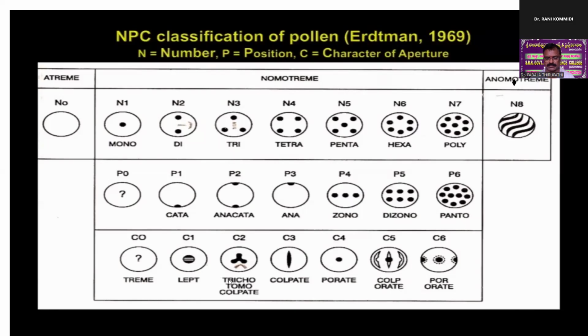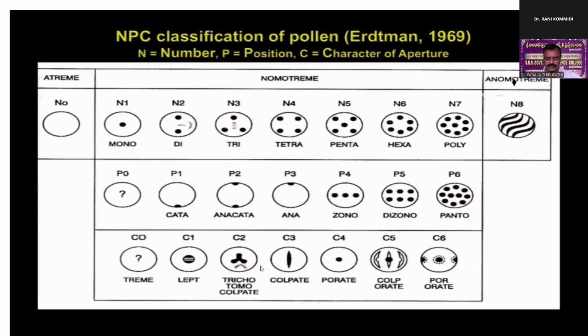The remaining character classes, C3, C4, C5 and C6, all include colpate. Colpate means with colpus, which means furrow, like a ridge or furrow. Porate means with pore, a circular aperture. Colporate means with both colpus and pore. Then the os aperture, so pororate means with pore and os respectively. So this is colpate, porate, colporate and pororate.